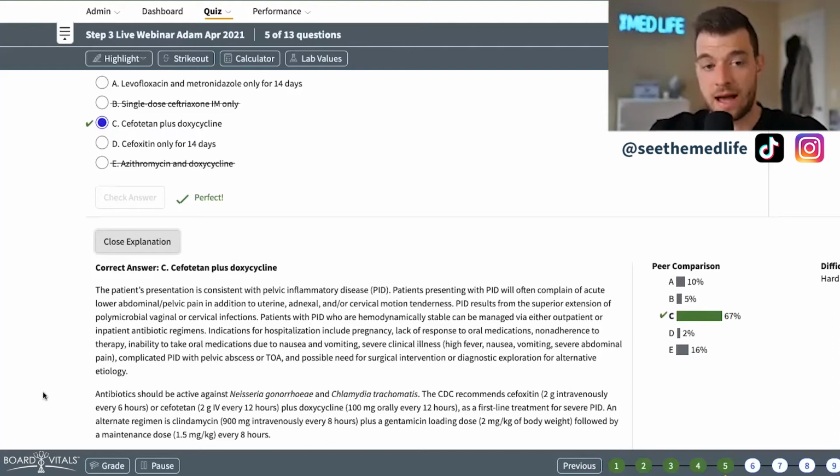So maybe you don't know, I don't know the CDC's guidelines off the top of my head, to be honest. This is something I would actually look up. And that's totally reasonable. On test day, you can't look up, but what you can do is be a smart test taker, knock out the things that don't make sense.